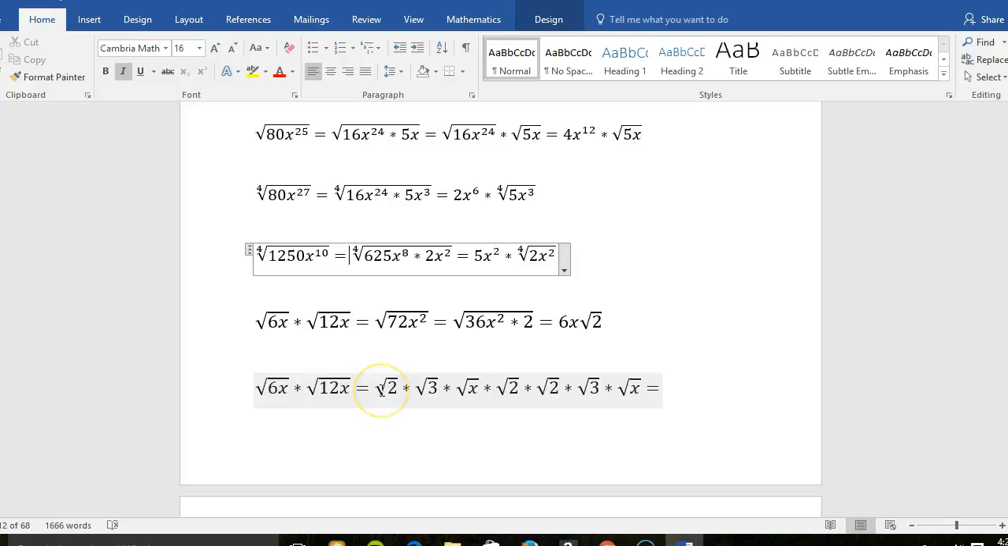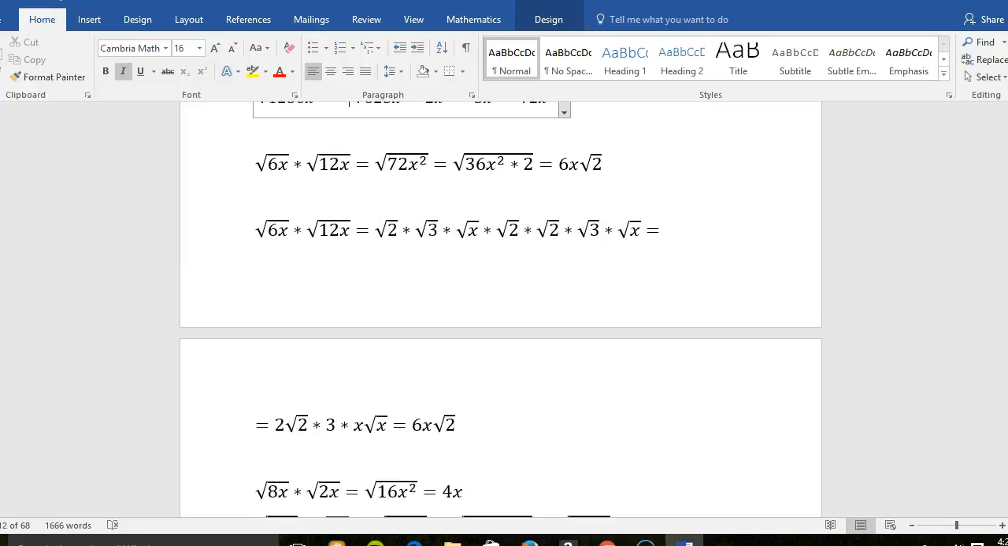You can break up the numbers into a product of primes. The 6 is 2 times 3. Radical 6 is radical 2 times radical 3. And then we've got this x right here. So radical 6x can be thought of as radical 2 times radical 3 times radical x. And then radical 12 can be thought of as radical 2 times radical 2 times radical 3. And then the x right there gives another radical x. Some of you may not like this, but I'm chunking everything down to x's and primes.